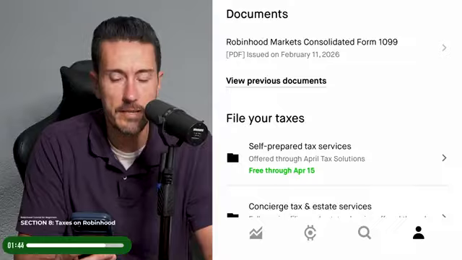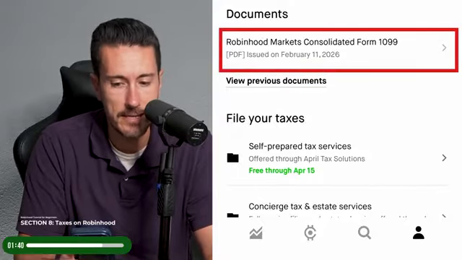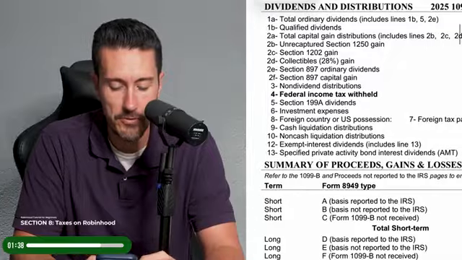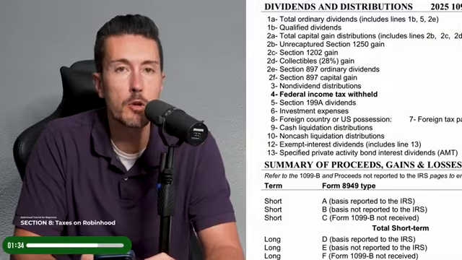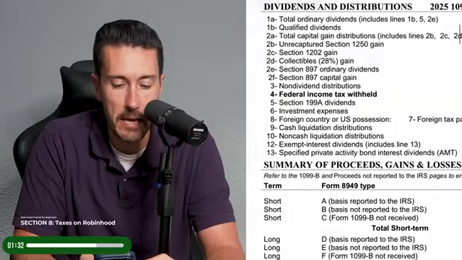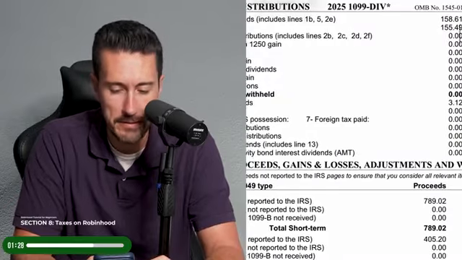And then what we want to do is look at our documents. They're going to give you a consolidated 1099 form. I'm going to tap on mine. I'm actually going to show you what exactly it looks like. So as we scroll down here, it gives you quite an amount of information depending on your particular investment activity. Mine might be more than yours, so you've got to remember that yours might look a little bit different.